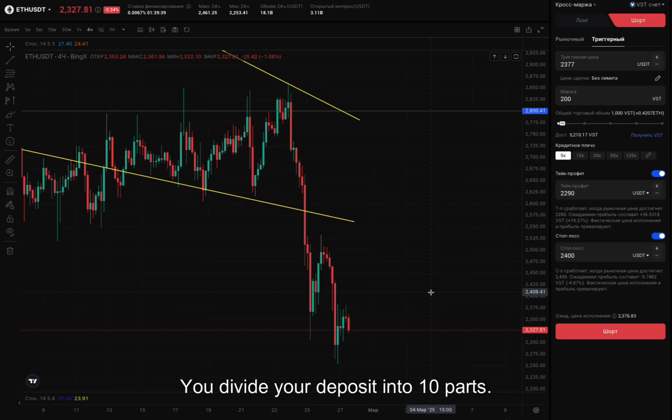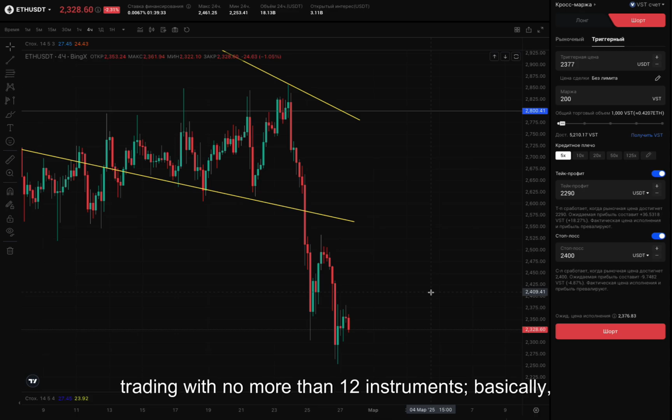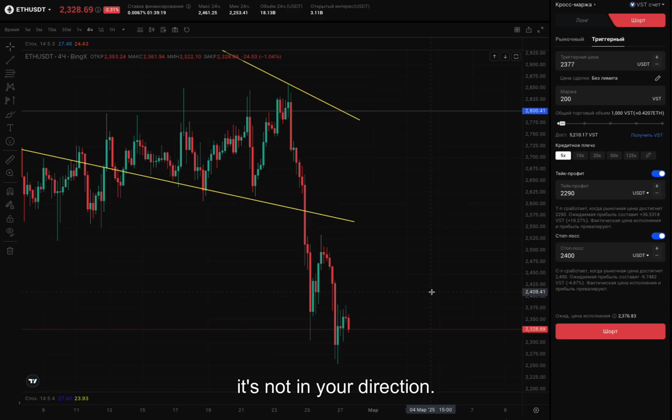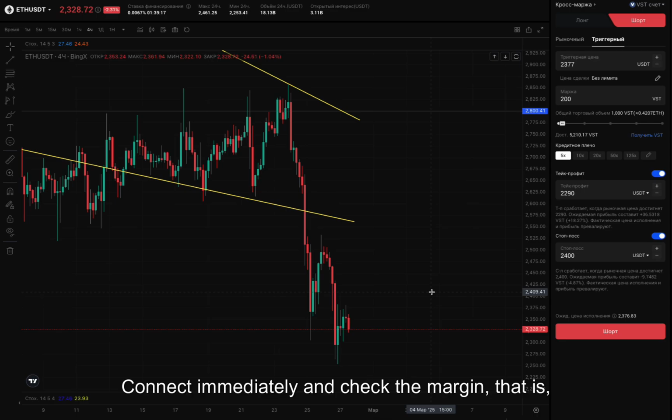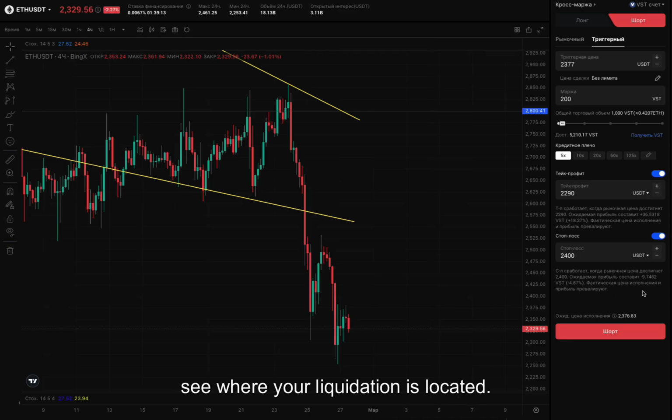You divide your deposit into 10 parts. You split them into 10 sections, trading with no more than 12 instruments. Basically, you invest 1/10 of your deposit. For example, let's assume there are 5 to 10 leverage ratios. And average out afterwards, if everything goes not in your direction. Connect immediately and check the margin, that is, see where your liquidation is located.